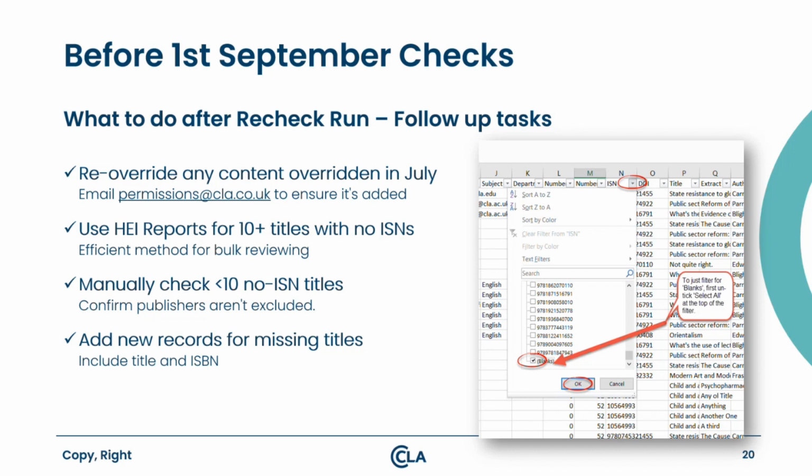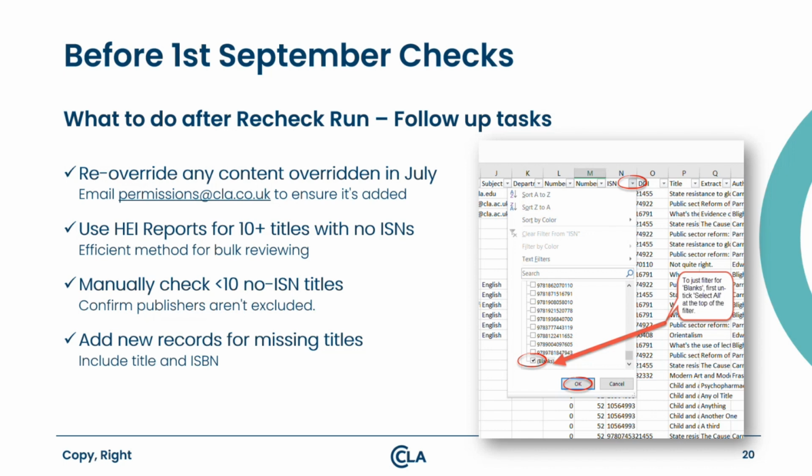If your institution has 10 or more titles with no ISNs, you can use your HEI report to review them efficiently. If we hark back to last month's webinar where I gave a small demo on how to do this, this helps avoid any broken links and ensures coverage of relevant titles. But if you have fewer than 10 or no ISN titles, it's quicker to check them manually through the DCS dashboard. All you'll have to do is confirm the publisher isn't on the excluded list on the CLA website.